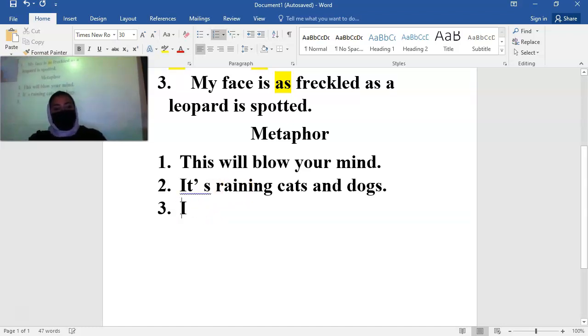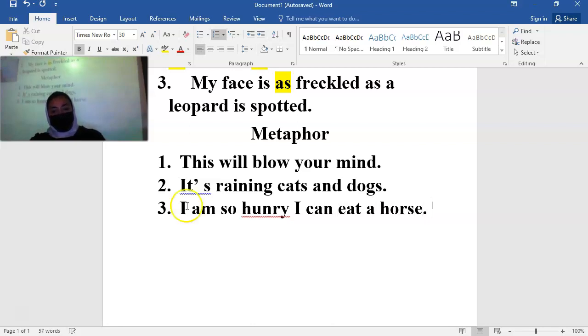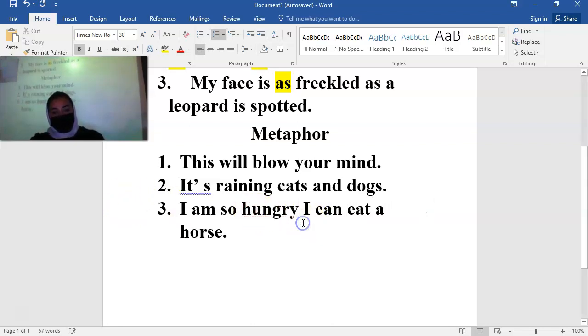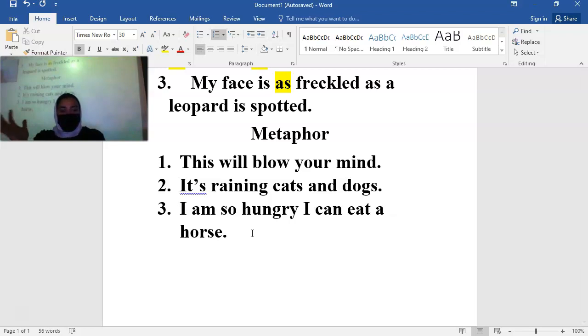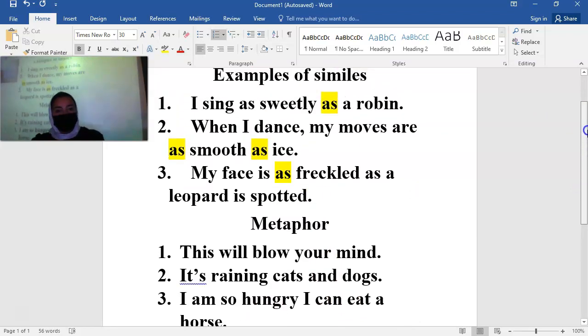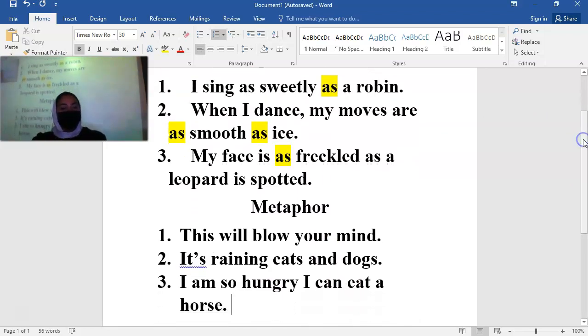How about, I am so hungry, I can eat a horse. Are you really going to eat a horse? I sure hope not. That's gross. But you're explaining how hungry you are, right? A horse is a big animal, so you're saying that I'm so hungry I can eat a huge amount of food, like a horse. Okay, I want you to write these down, so when you are writing metaphors or similes in your writing, these are examples that will help you come up with your own.